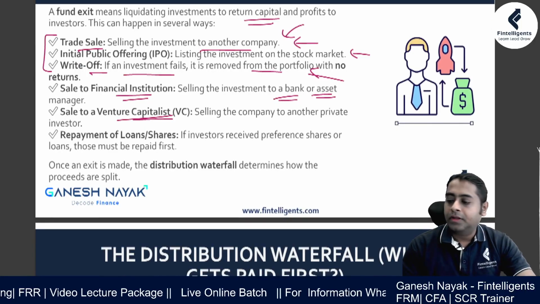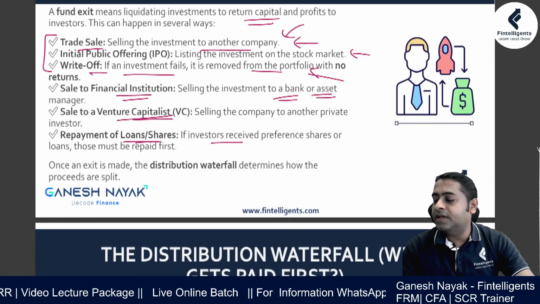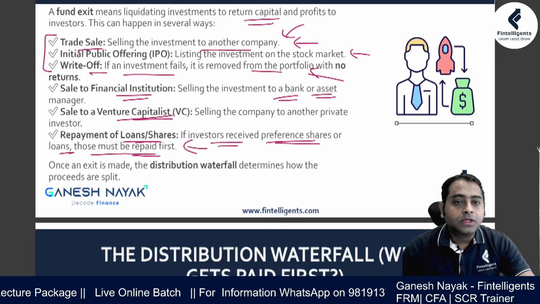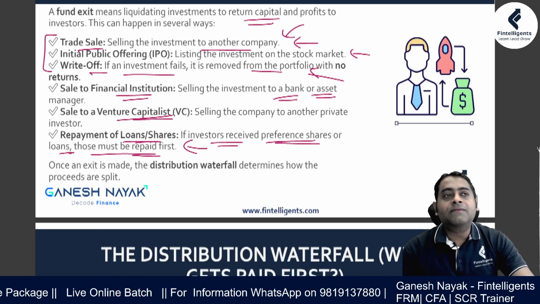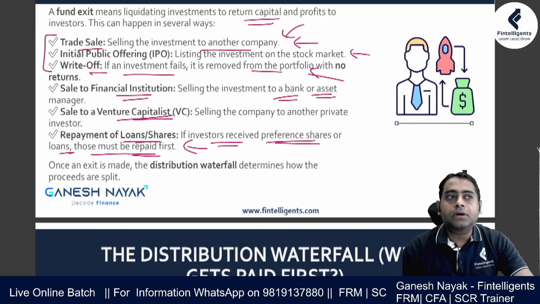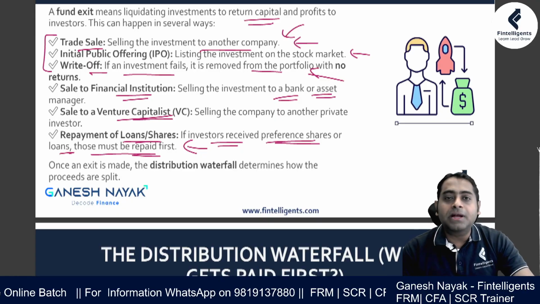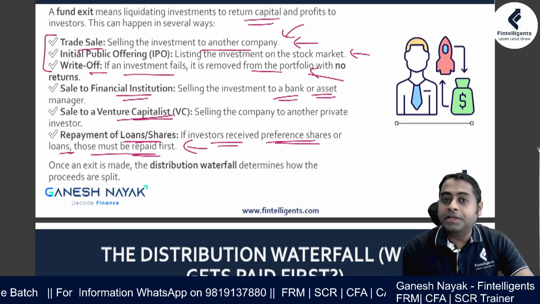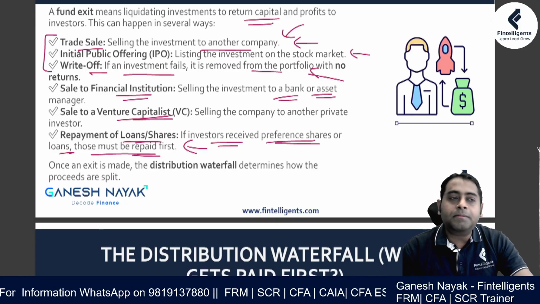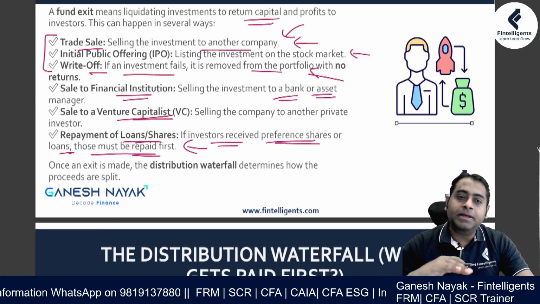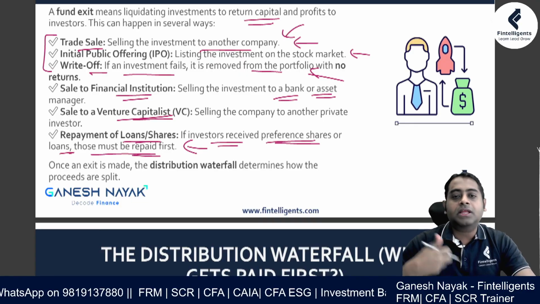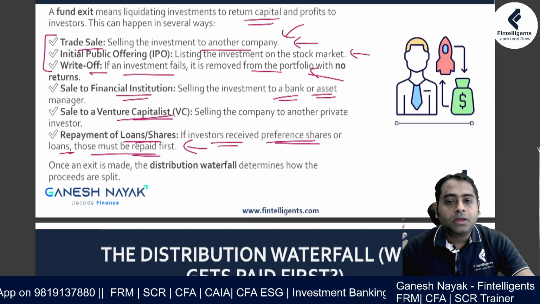Okay. Repayment of loans or shares. If the investor receives preferred shares or loans, they must be repaid first. In a lot of cases, the investor enters at the start as a convertible debenture. So it is a loan which has been given to the company first, and then it will get converted into equity. Suppose the company is not doing good, so the debentures or the debt will not get converted into equity. They will take their money and they will go out.